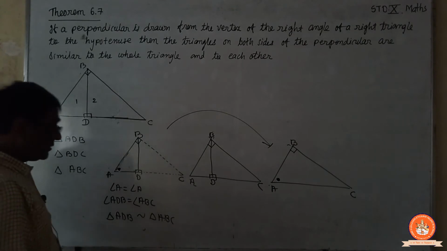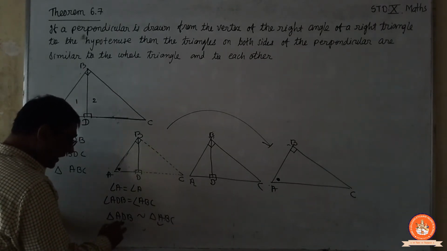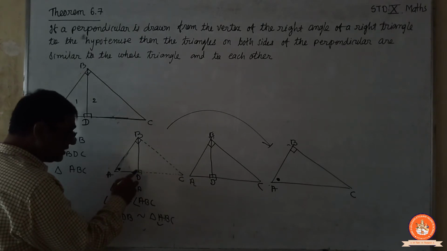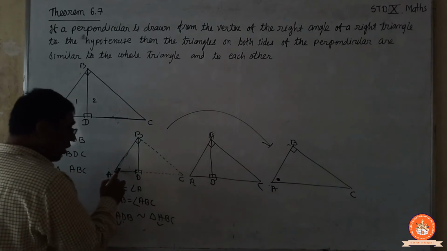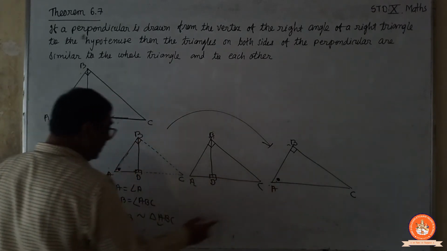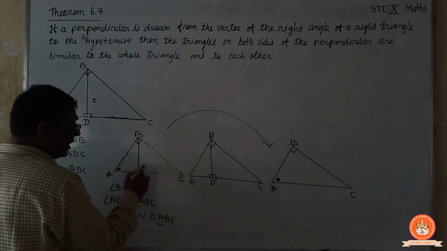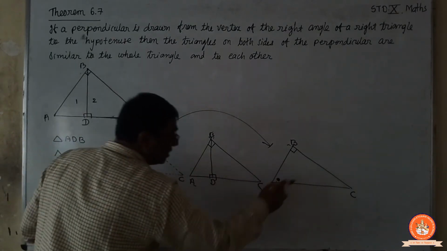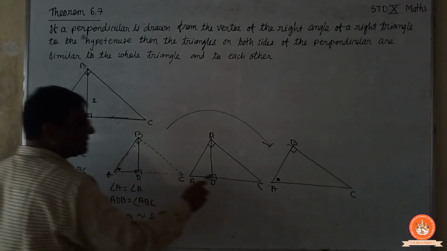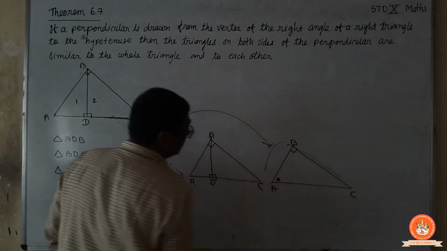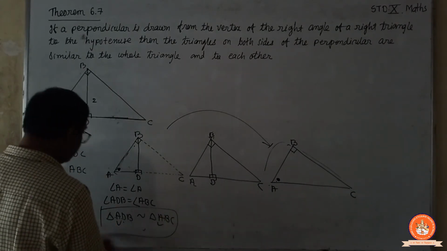And look at the correspondence. A is corresponding to A, D is a right angle corresponding to the right angle B, and the third angle is corresponding to the third angle. So ADB is similar to ABC. Now my friends, hence it is proven.